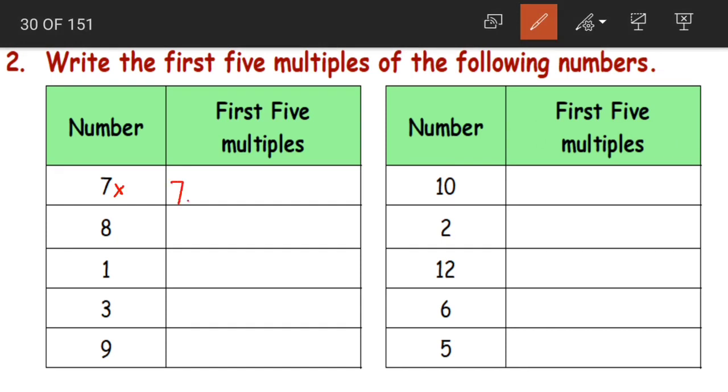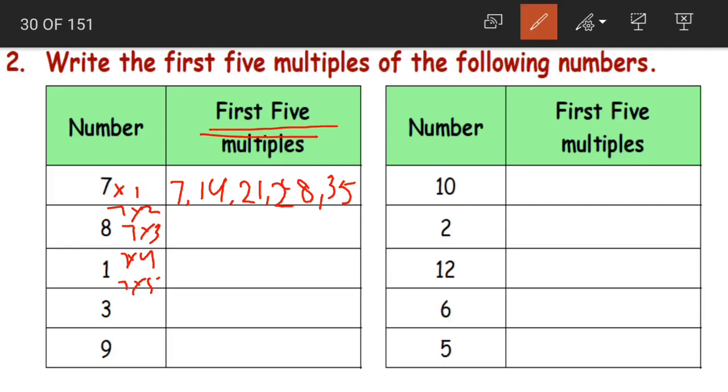So first, 7 ones are 7, 7 twos are 14, 7 threes are 21, 7 fours are 28 and 7 fives are 35. We need to multiply 7 with 1, 2, 3, 4 and 5 children. Not only 7, for all the numbers given here, as they have asked the first 5 multiples, we should start multiplying from 1 and stop at 5.